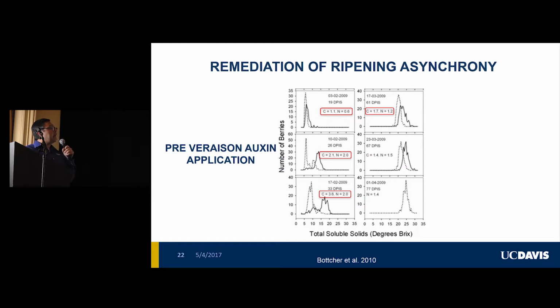You can remediate this ripening asynchrony by exogenous plant growth regulator applications. However, with seeded cultivars, it's somewhat difficult to balance all the auxins, cytokinins, and gibberellic acids, also with the facilitated transport of sugars in the berry. They have done this in Australia very reliably. However, in the end, the results were not all that great. They could upregulate Brix accumulation and make it more synchronous, but flavonoid accumulations were not all that great.